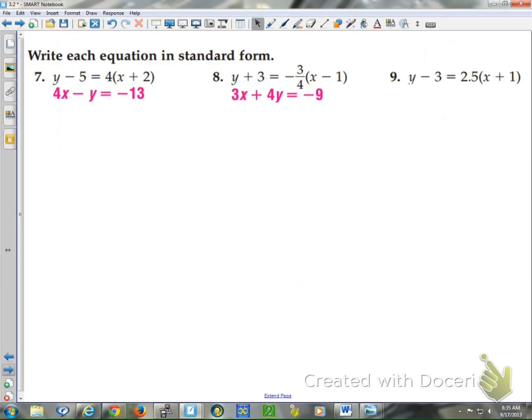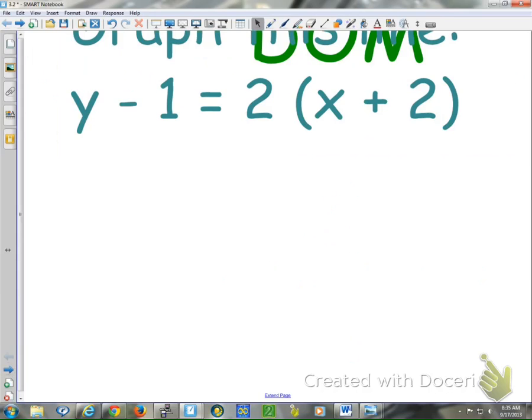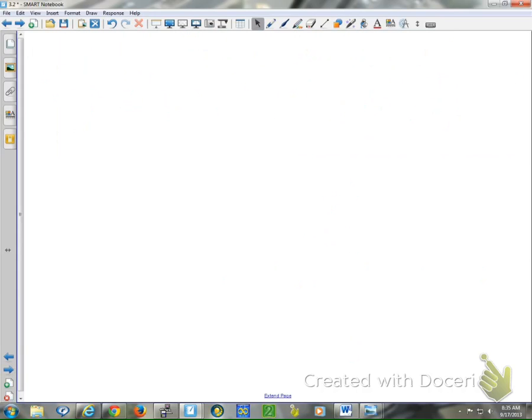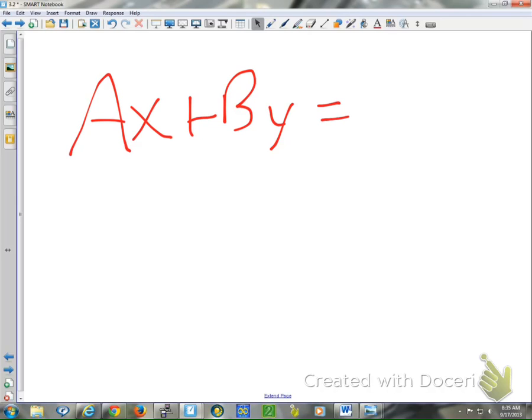Standard form, which actually, let me go back for a second. Let me give you an intro page. Standard form is this. Ax plus By equals C. A, B, and C are just going to be numbers. Like 3x plus 5y equals 10, for instance. This is Unit 3, Section 2. 3.2. Ax plus By equals C, where A, B, and C will all be numbers.